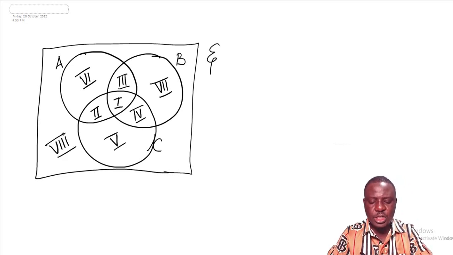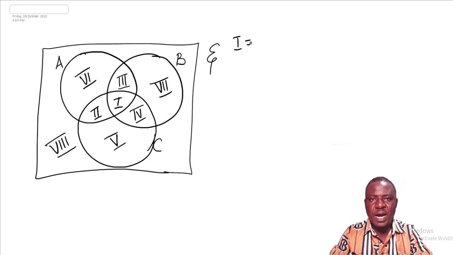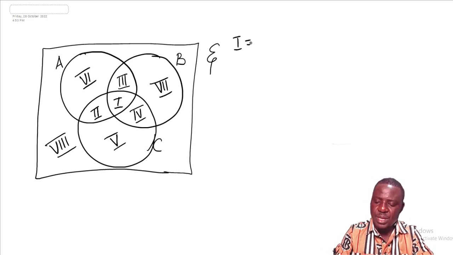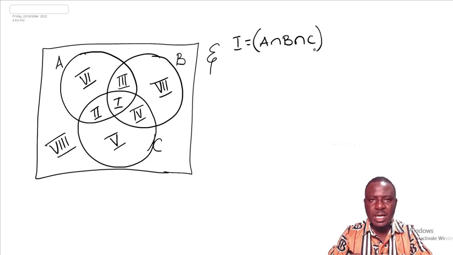I will be defining each of these regions for us. Region 1 is said to contain elements you can find in A, B, and C only. Elements that are in A, B, and C. And in set notation, we can describe this as A intersection B intersection C. Remember, I told you that a Venn diagram is used in demonstrating the union, intersection, and complement of sets.